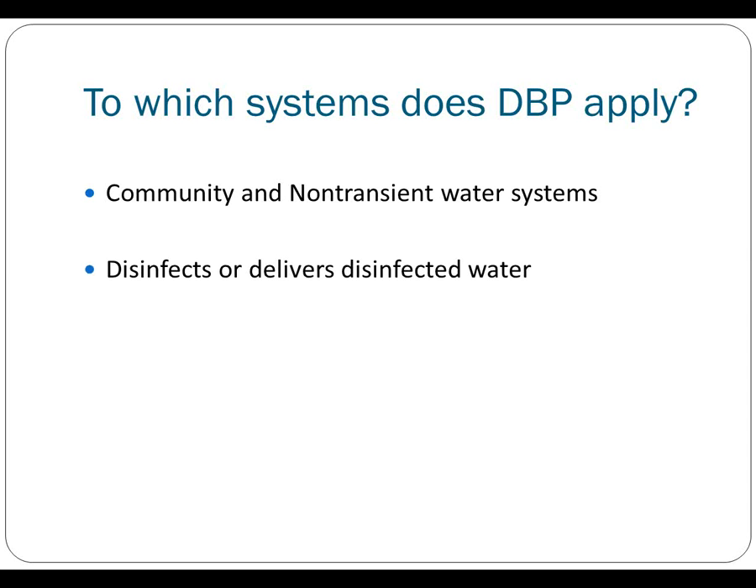Now, those systems also have to disinfect their water, either with chlorine, chloramine, or chlorine dioxide. If the water system only uses UV, ultraviolet radiation, this rule does not apply. Also, transient water systems like restaurants or gas stations have to comply if they use chlorine dioxide as a disinfectant.